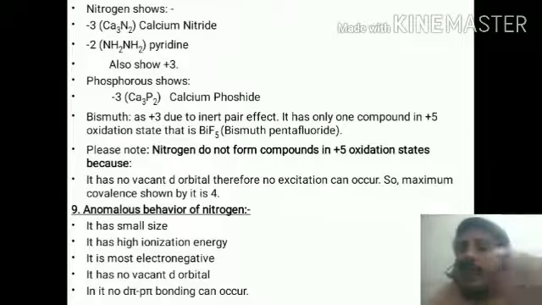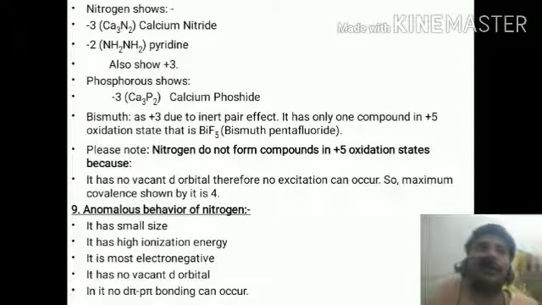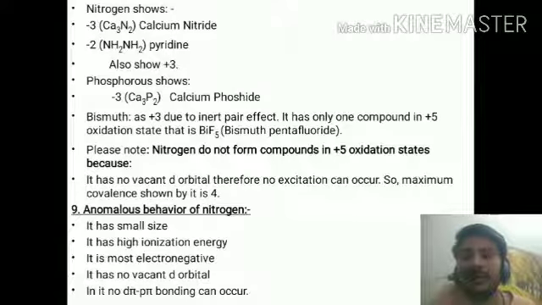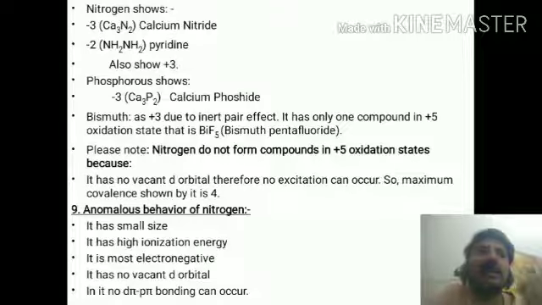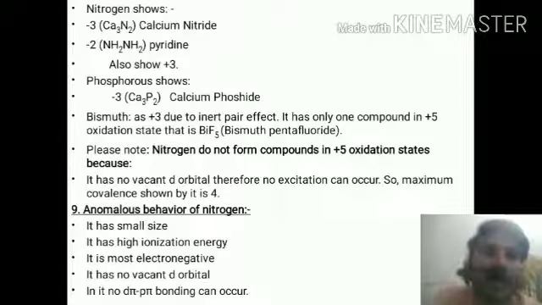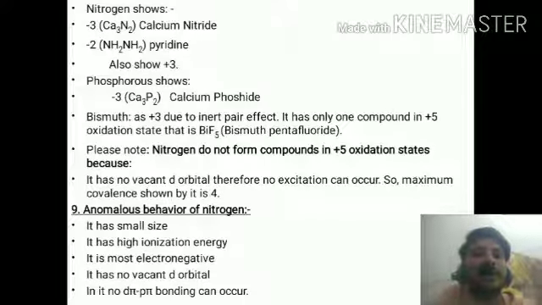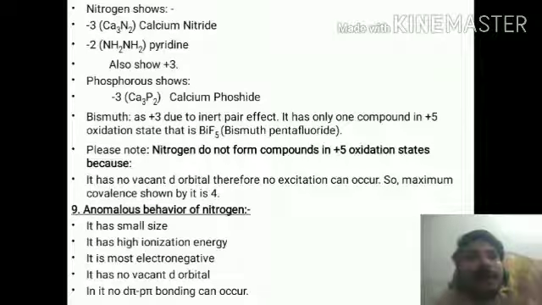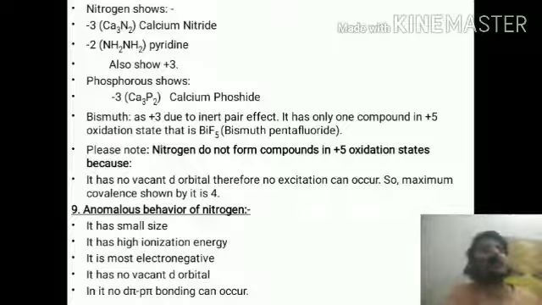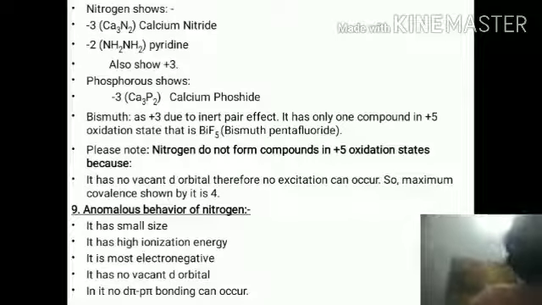The first element of group 15 is nitrogen, of group 16 is oxygen, and of group 17 is fluorine. The first element of each group shows anomalous behavior. Why? Because it is small in size, has high electronegativity, has high ionization energy, and does not contain a vacant d orbital. It cannot form dπ-pπ bonds, it only forms pπ-pπ bonds. That's why nitrogen, or any other first element, shows anomalous behavior.